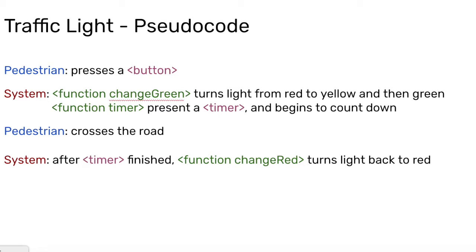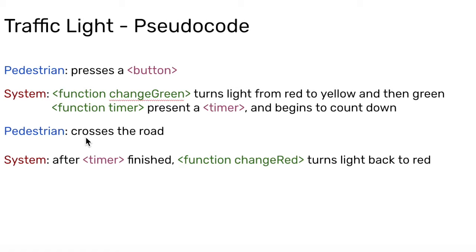When the user presses a button on the traffic light post, as you can see here in the first line, the traffic light system will turn the red light to yellow and then to green. At the same time, a timer will appear on the traffic signal, displaying how many seconds are left.